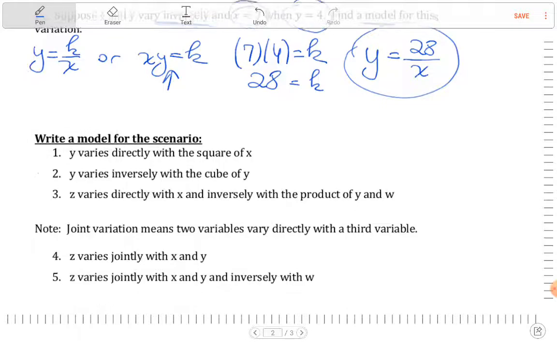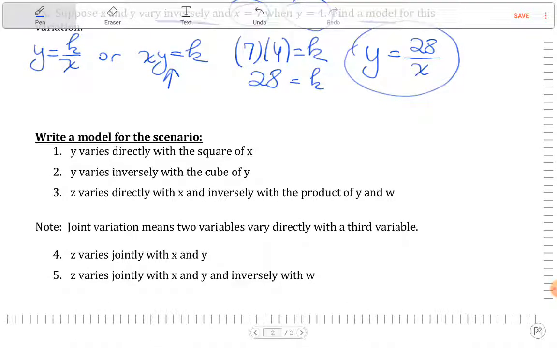Let's look at some other scenarios. This one asks us to write a model for the following scenarios. So what do we have? We have y that varies directly with the square of x. Remember, when y varies directly with x, the relationship is the multiplication of the constant k and x. But this time I'm not just using x, I want the square of x. So I'm going to add a square.